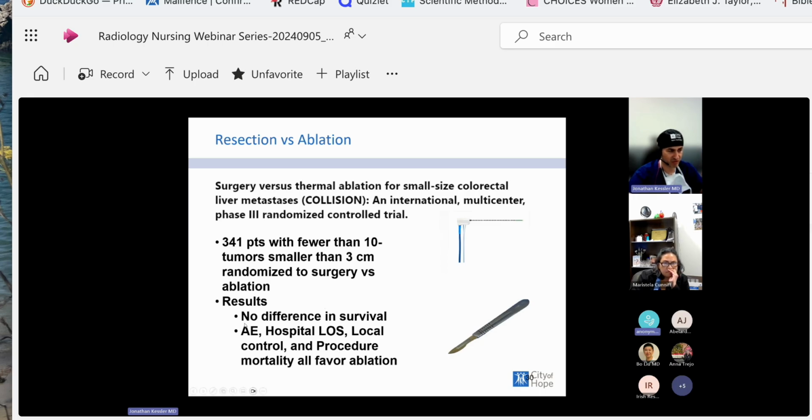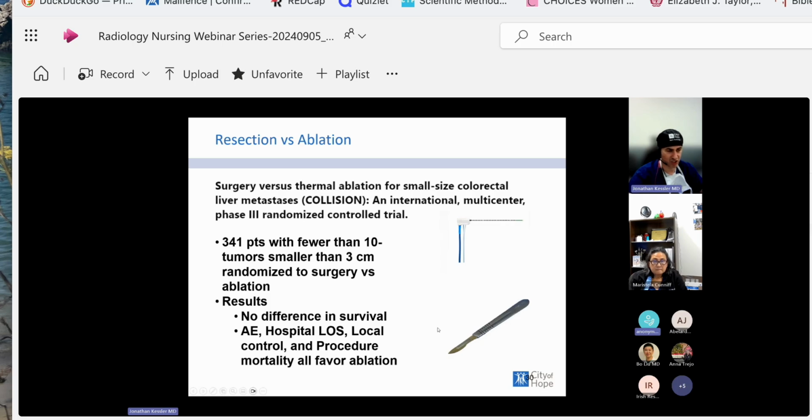So adverse events, meaning complications, length of stay in the hospital, local control, meaning the tumor growing back in the same spot, and mortality from the procedure itself all favored ablation. So that meant if you were going to live the same amount of time regardless of what you had, you'd be less likely to have an adverse event, stay in the hospital a shorter amount of time, have a better chance of the tumor not growing back, and have less of a chance of dying during your surgery if you had an ablation over surgery.